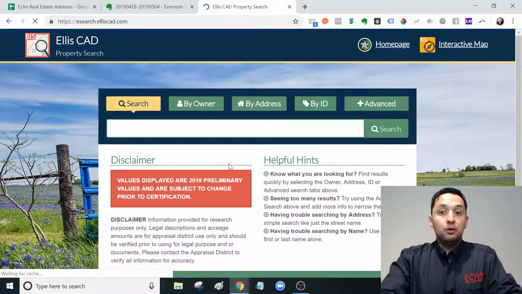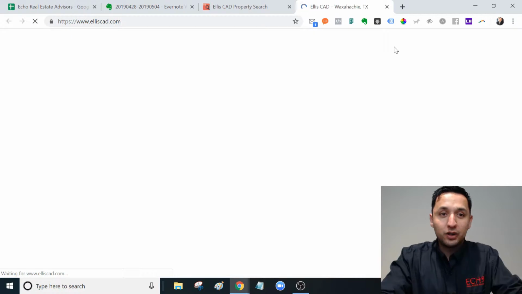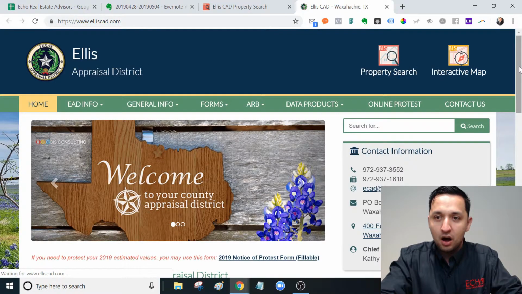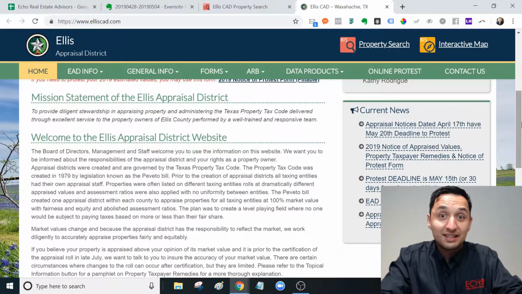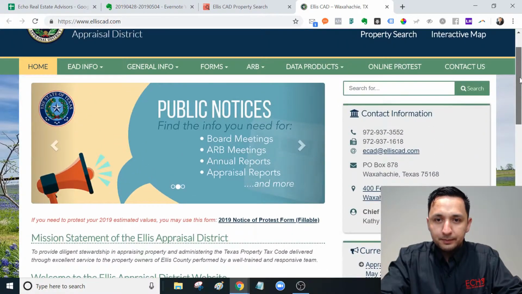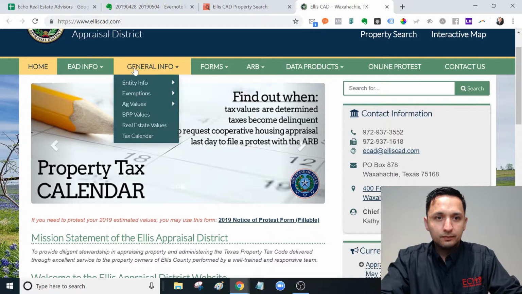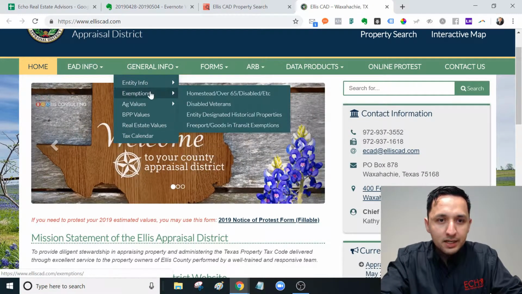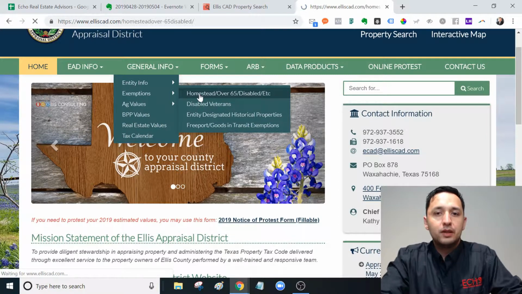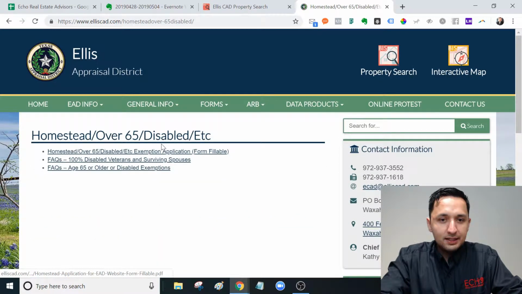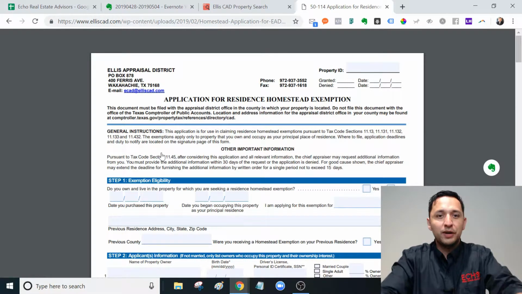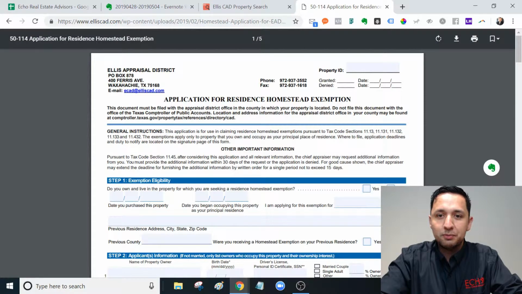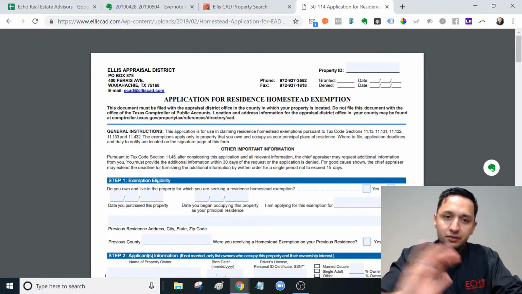Actually, we're just going to go to Ellis CAD, and we're going to get the homestead exemption form. All counties have a different form, slightly different, but really they're asking the same questions. Exemptions, there it is. Now let's see if this is editable. So fill in, it looks like it is. Awesome, Dallas County is not. Dallas you have to print out and fill out. So always look for forms that you can fill in and print out and just send on its way.